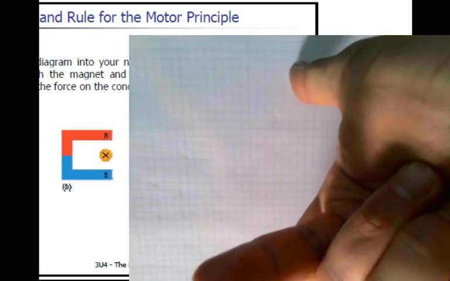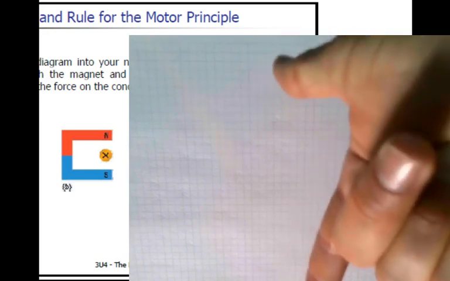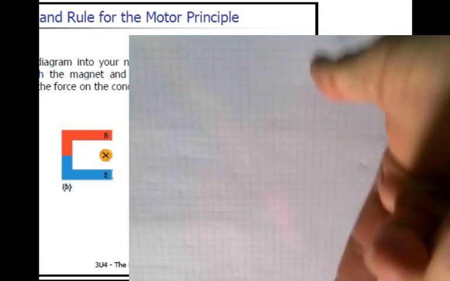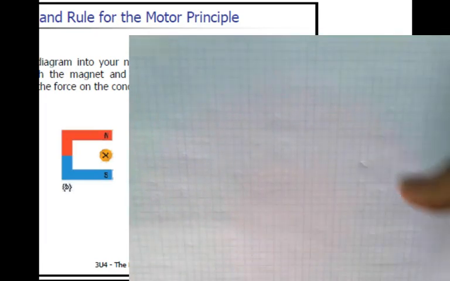So thumb is the current going down. This is the direction of the magnetic field. Sorry, I guess I should say going in, going down, and then my finger here goes to the left.